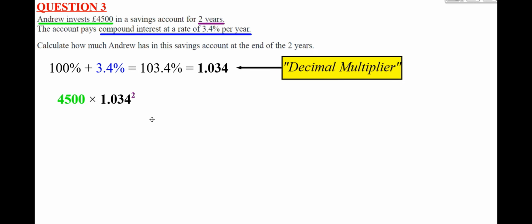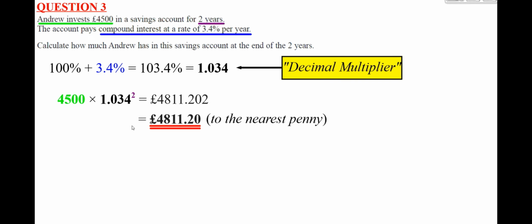So type this on your calculator. You should find you get £4,811, and this doesn't quite make sense. So round it to the nearest penny, because we are talking about money. It then becomes, to the nearest penny, £4,811.20. And that's question 3 complete.